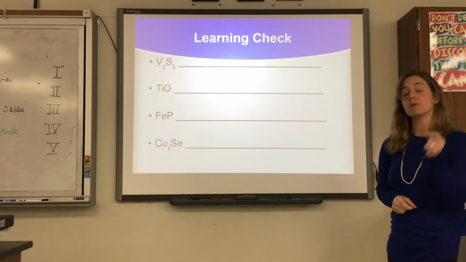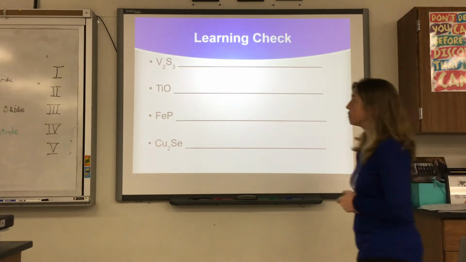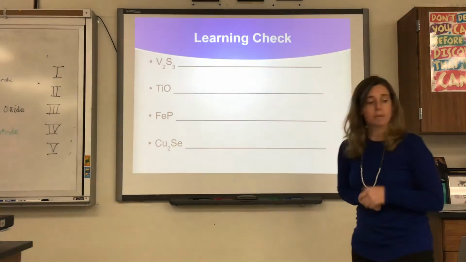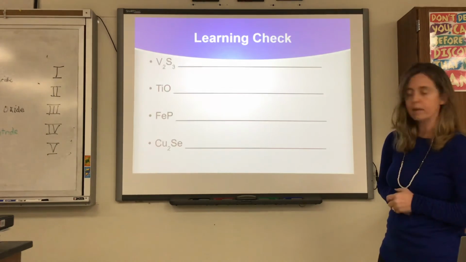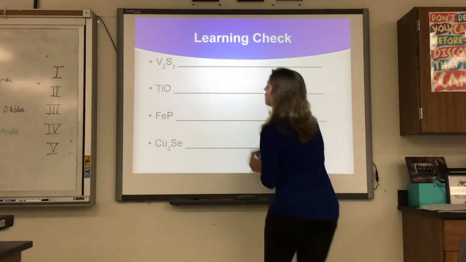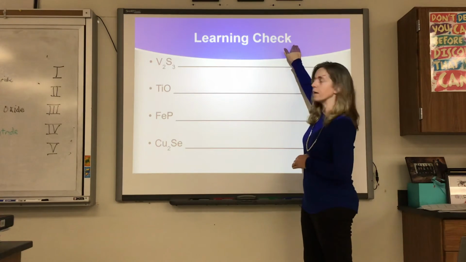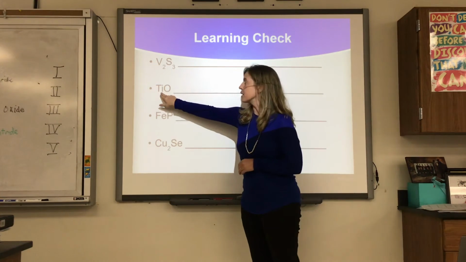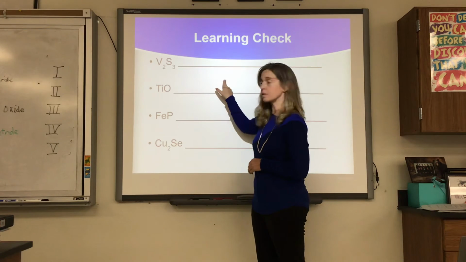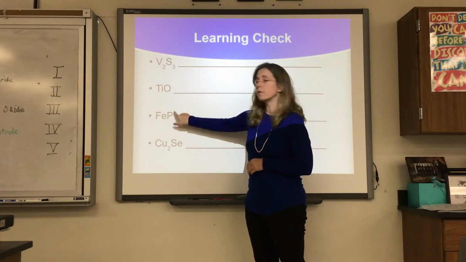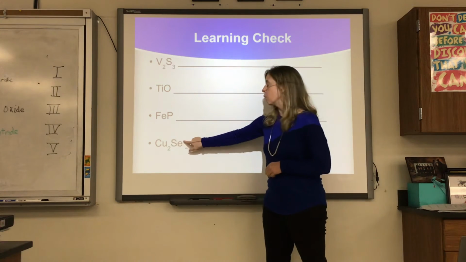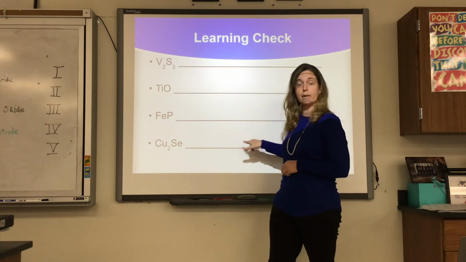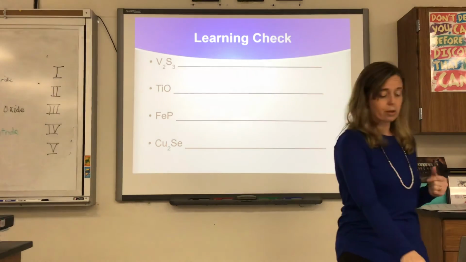at the subscript on the second element. So that would be vanadium and sulfide, but then the 3 on the sulfide makes it, whoops, I don't know why that didn't do that. So this would be vanadium 3 sulfide. This would be titanium 2 oxide, iron 3 phosphide, and copper 1 selenide, okay? So that was just a learning check for you.